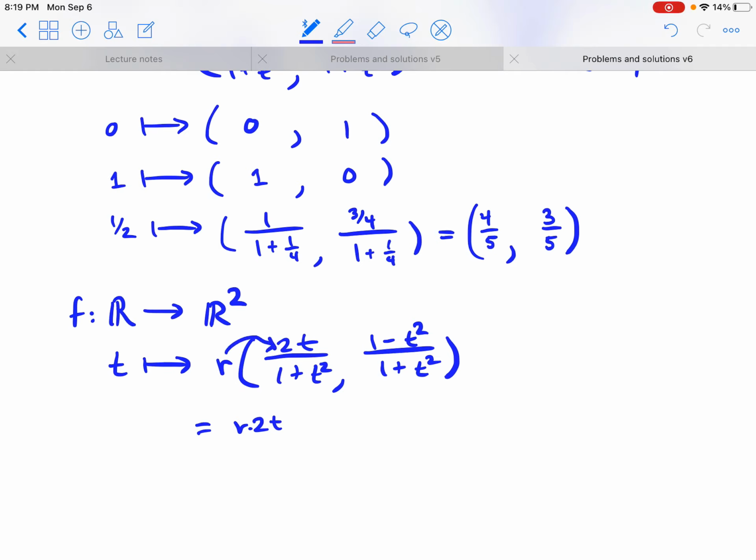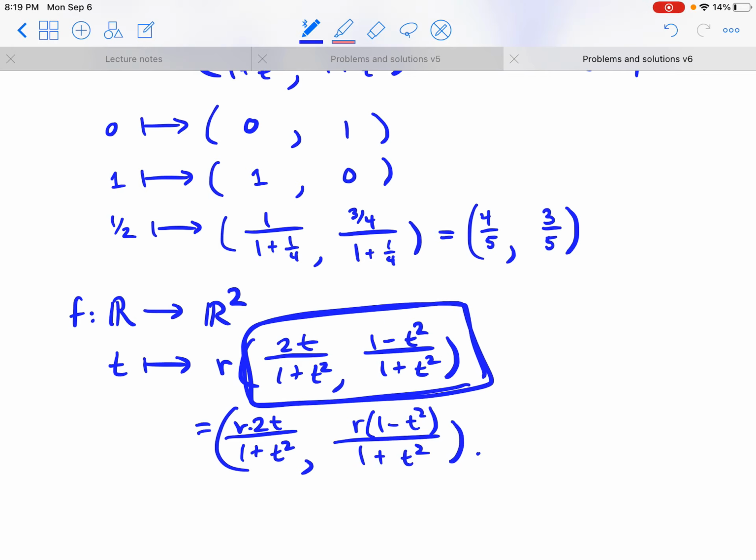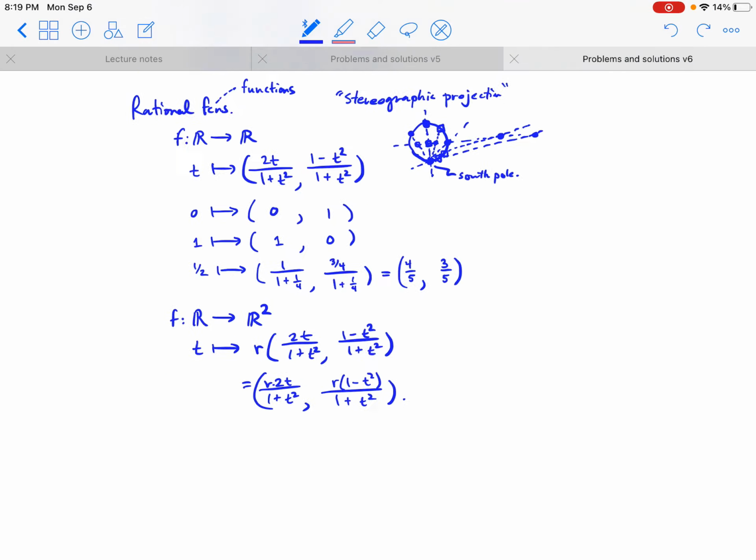I don't know why I put it over here. I could have written r times 2t and put it right there. But either way. And then I also need to put the r over here. So maybe I'll write like this. But of course, this is the map that I think you should memorize.